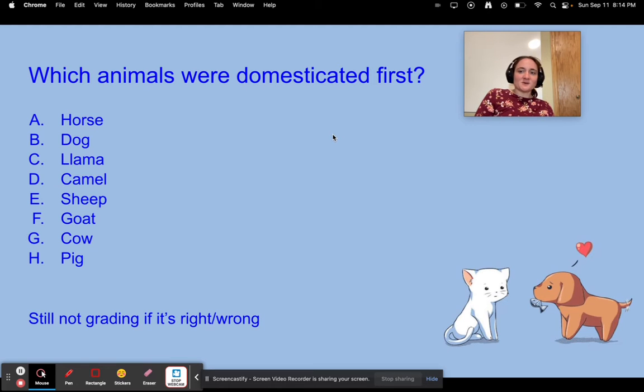All right, your first question. Which animals were domesticated first? We talked about plants last time. Now we're going to talk about animals. So whatever you think is the first, like if you think llamas were the first, you'd put C first on your choices. Your choices are horse, dog, llama, camel, sheep, goat, cow, and pig. Again, I am not grading for right or wrong answers. Just try your best.